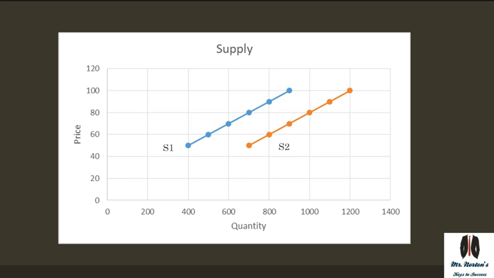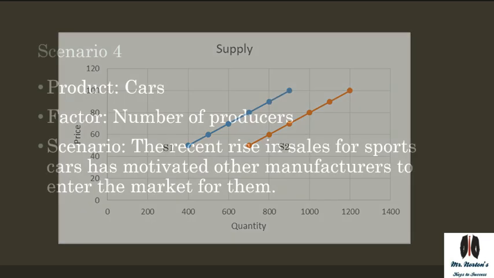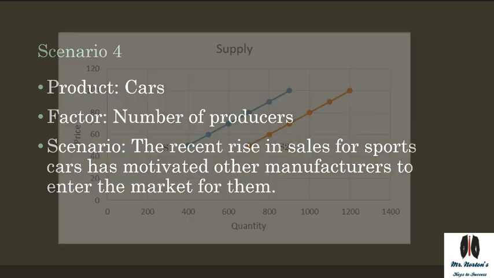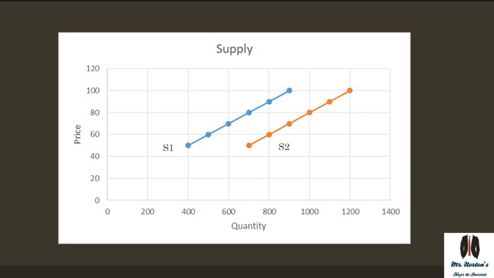Our next one is going to be number of producers. So product is cars, factor is number of producers, and a recent rise in sales for sports cars has motivated other manufacturers to enter the market for them. So this actually plays into the example I had earlier. So with more producers in the marketplace, we now have a higher supply curve. So hopefully you shifted that to the right.